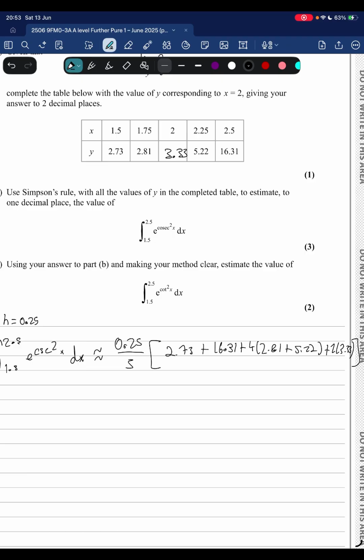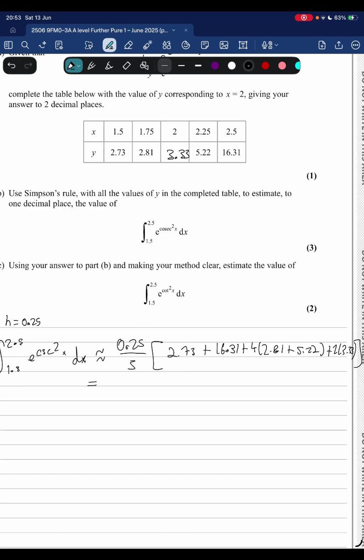And we get 4.8183. We want 1 dp, so we put 4.8 to 1 dp. Okay.